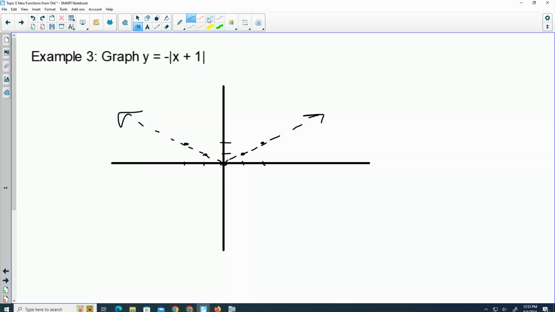Okay, transformation. What will the plus 1 do? Left one. What will the negative outside do? Flip it over. So if I flip, 0, 0 stays, then left 1. Flip this, comes down here, left 1. This, left 1.